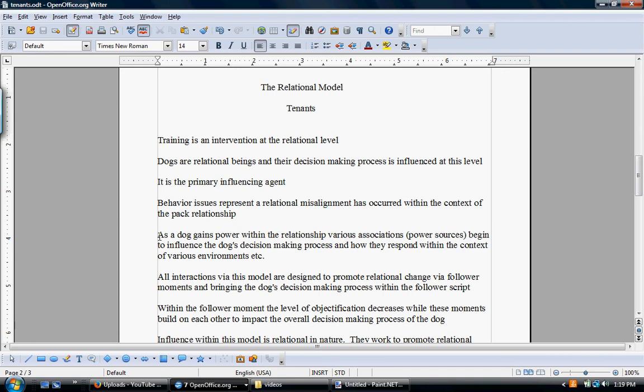So going a little further here, what I also show is as a dog gains power within the relationship, various associations, power sources, begin to influence the dog's decision-making process and how they respond within the context of various environments, other dogs, other people. I refer to the parenting model quite often to help provide a framework or an example that people can look at.